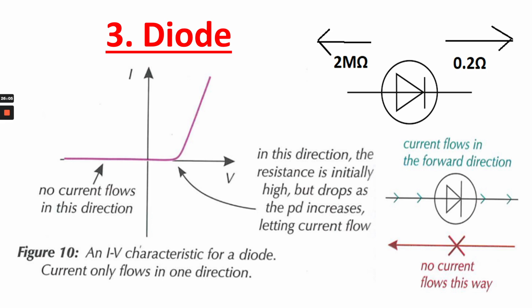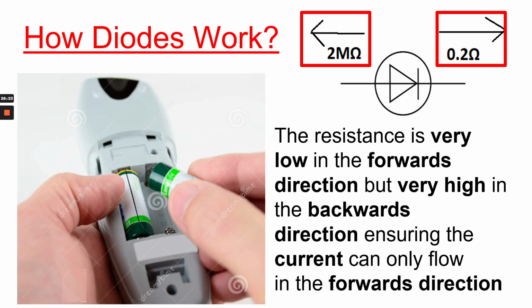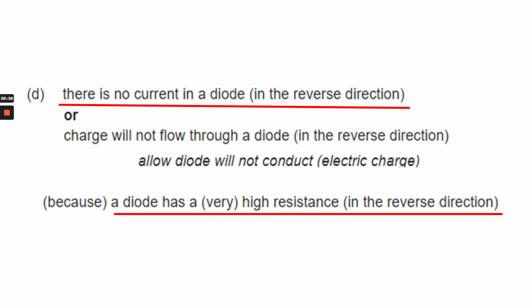Well, as you can see at the top, the resistance is very low in the forward direction, 0.2 ohms, but very high in the backwards direction, 2 mega ohms. That's 2 million ohms. No current flows through 2 million ohms. So that's how a diode works. And so if you put your batteries in the wrong way, your remote control uses a light emitting diode, the current will not flow. That's why you have to put the batteries in the right way.